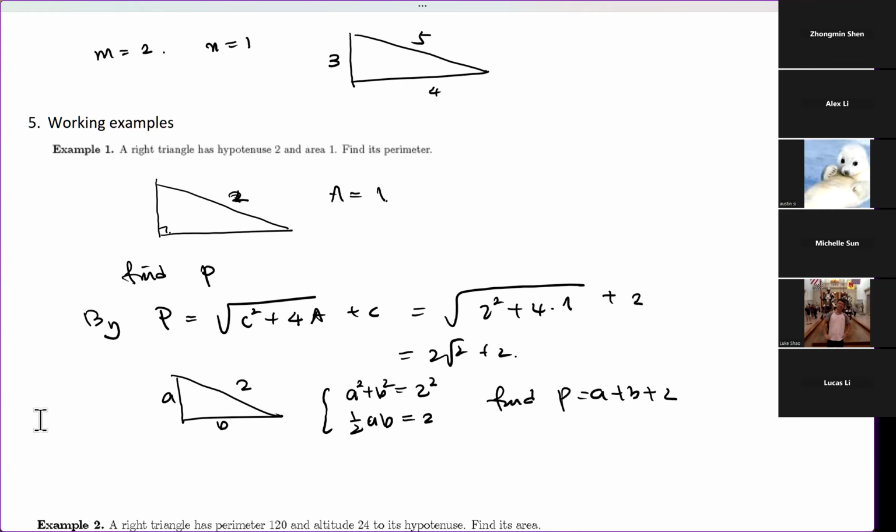Okay, so either you derive the formula by yourself or memorize it, and you can quickly find an answer. Or you have to use the same idea we used for the formula, and then you solve the problem.